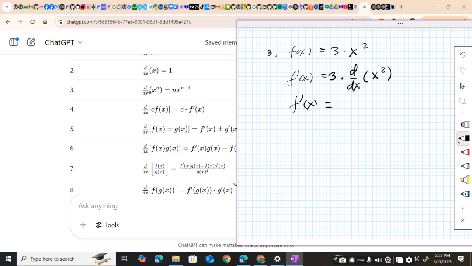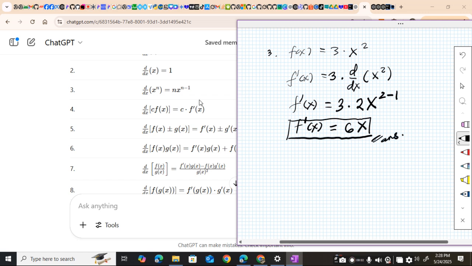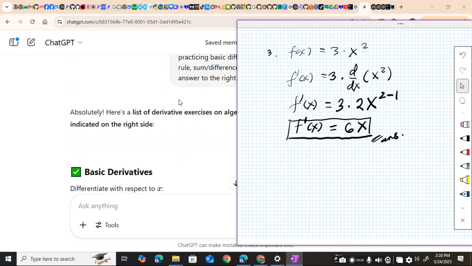So our f prime of x is simply, by using the power rule, all we need to do is bring down the power. The power here is 2, and then we raise the variable to a power less by 1, so 2 minus 1. Therefore, our derivative is 3 times 2, which is 6, times x raised to 2 minus 1, or simply x. So that's our solution. Did we get it correctly? Yes. That's also the answer given to us by ChatGPT.